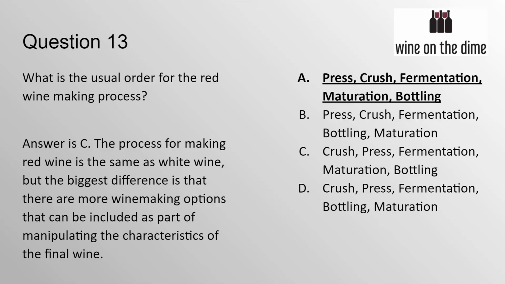The process for red winemaking is the same as white, but the biggest difference is that there are more winemaking options that can be included as part of manipulating the characteristics of the final wine. So you can look into things like MLF, and how long the wine sits on the skins, and so on. There are lots of winemaking choices, and the textbooks cover many of them.